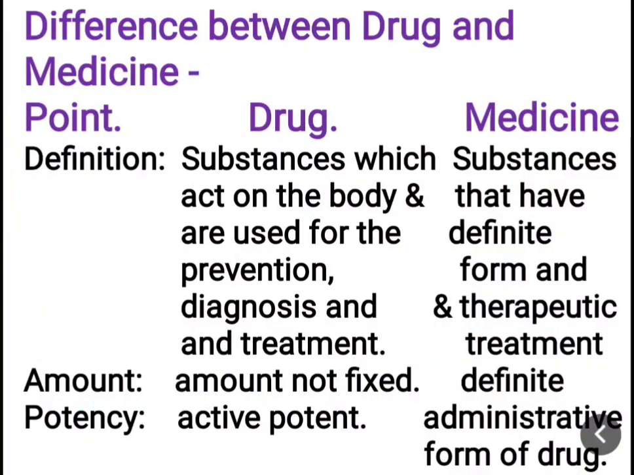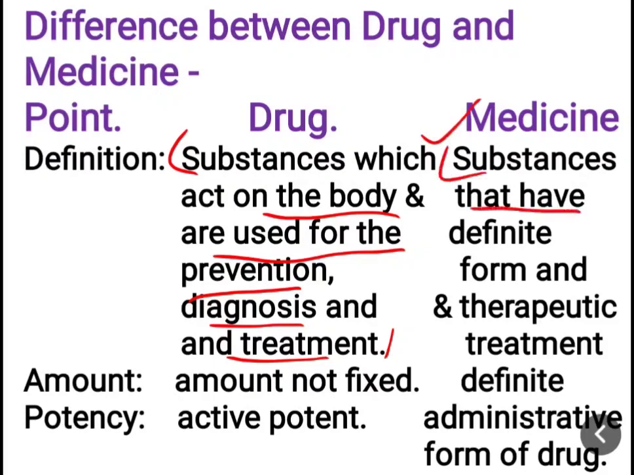Next, the difference between drug and medicine. Drugs are substances which act on the body and are used for the prevention, diagnosis and treatment of disease. Medicine is a substance that has a definite form, which is very important, and is used for therapeutic treatment. A drug may have harmful effects, side effects or addiction properties, but medicine does not have all of this. That's why it is termed therapeutic treatment.